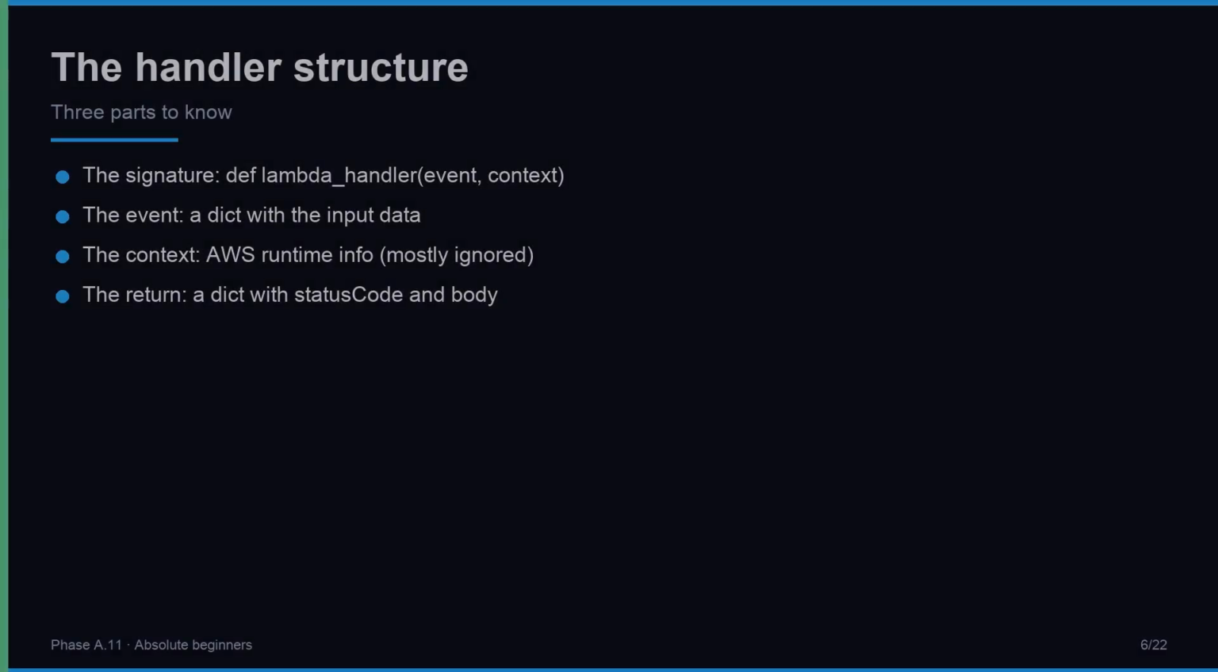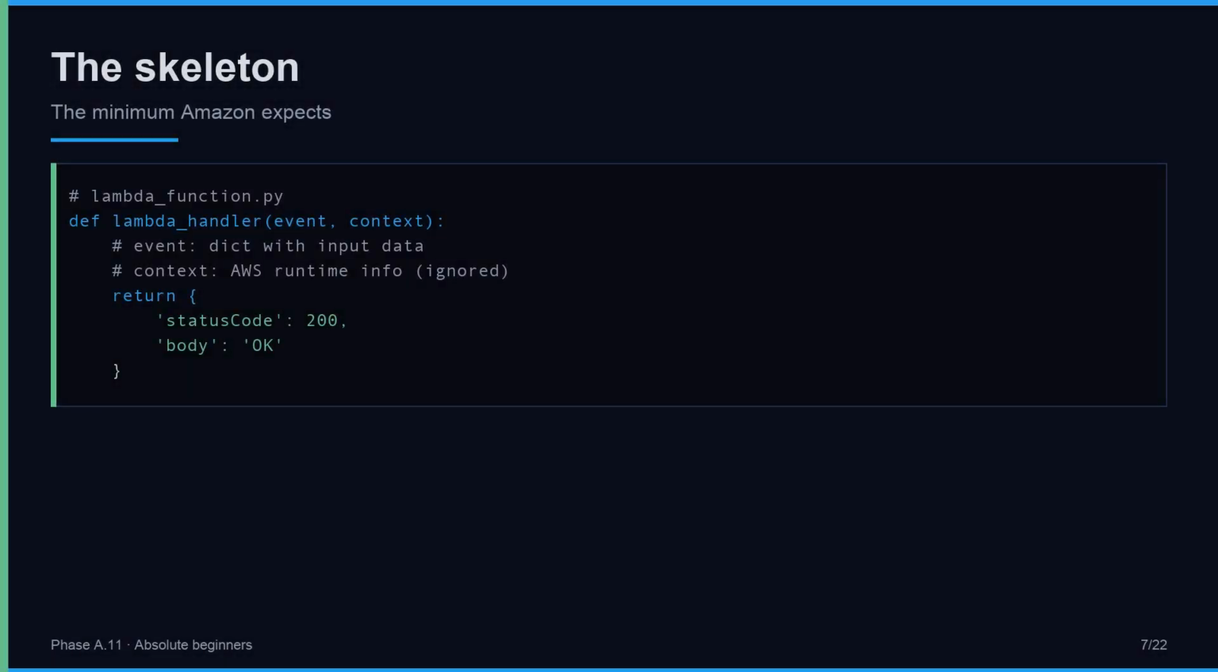Memorize the signature. Every Lambda handler has the same structure, and we learn it in three parts. First, the signature, def lambda_handler with two parameters, event and context. Amazon requires this exact name and this exact parameter order. Second, the event parameter, a dictionary carrying the input data. Third, the context parameter, an object with runtime information from Amazon, which we mostly ignore. And the return value, a dictionary, usually with a status code and a body. Master these three parts and you can write any Lambda handler. Three parts to master.